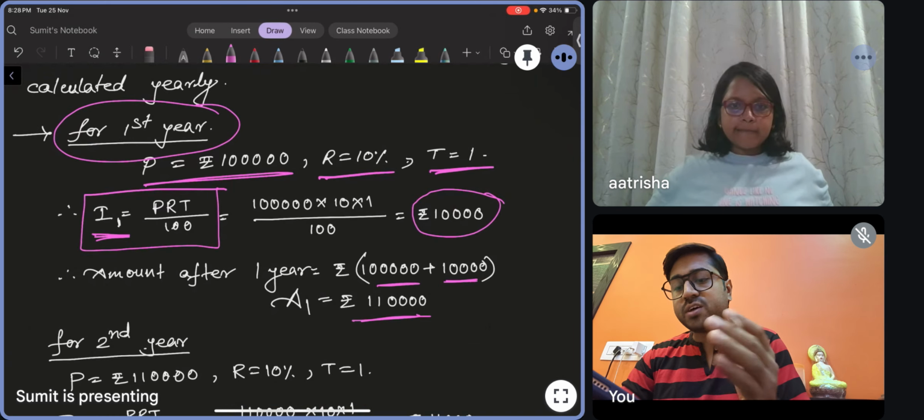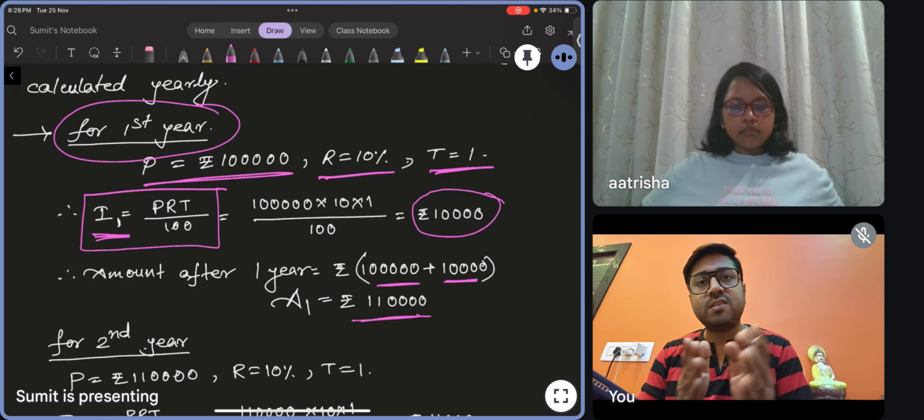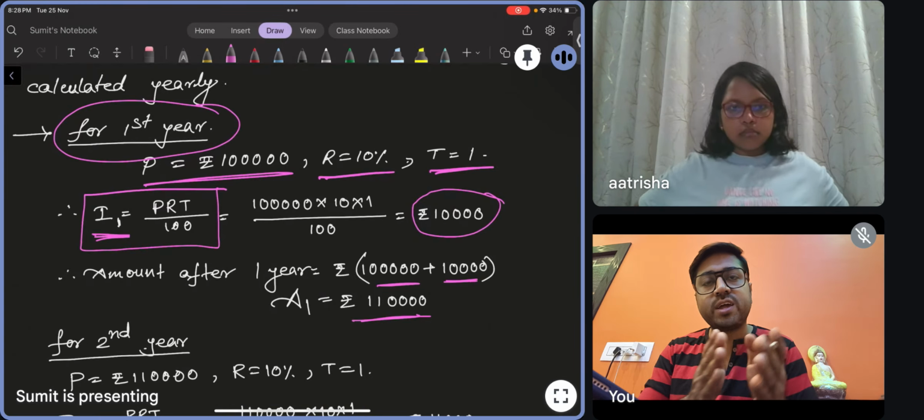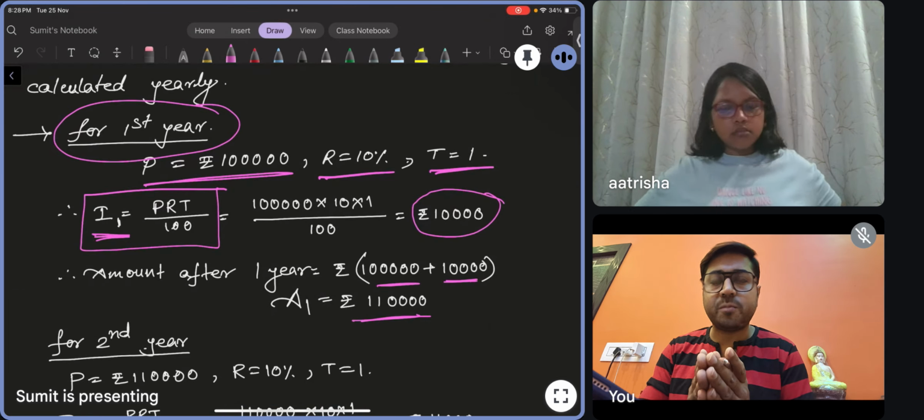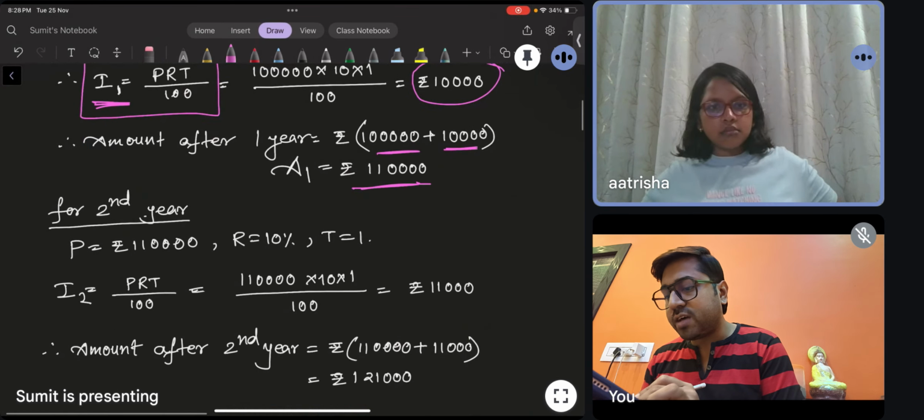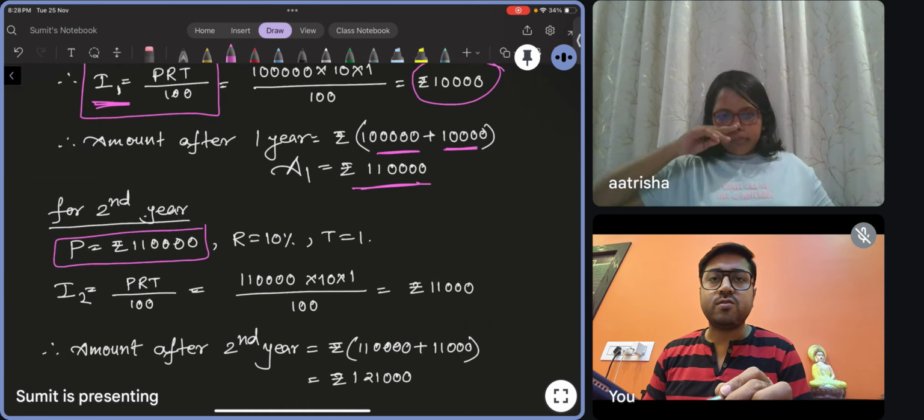Now the first year is gone. So what is your time period? Your time period is second year. So that means for the second year also we have to calculate the interest, how much interest we have to pay. So for the second year, I have written principal equal to 1,11,000.